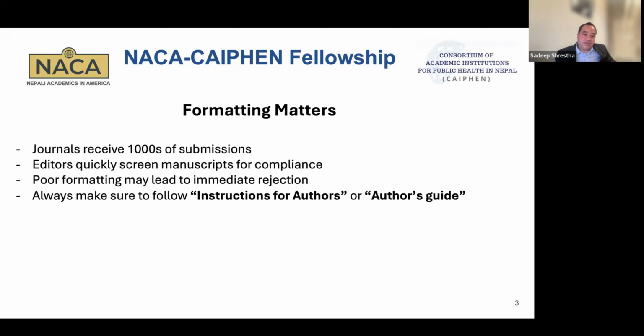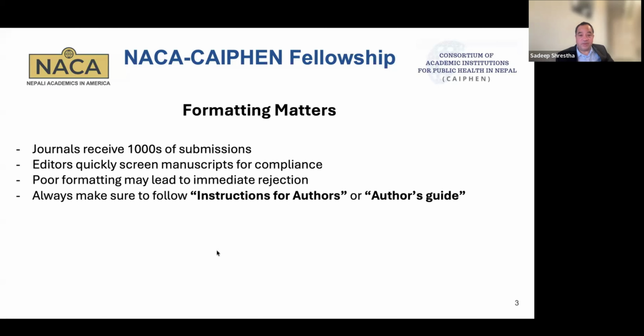So the first thing that the editors do is they quickly screen manuscripts for compliance. And even before it gets to the editor's desk, there are technical editors who look for the formatting, if all the information that each journal is requiring is there or not. Okay. So poor formatting may lead to immediate rejections. There are some journals who will tell you, hey, fix this and then resubmit, so they'll get it back to you and you have certain days to fix it and resubmit. Other journals will automatically reject your manuscript if it's not formatted per the manuscript.